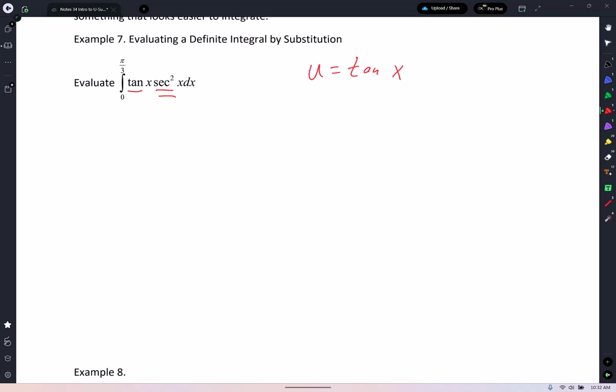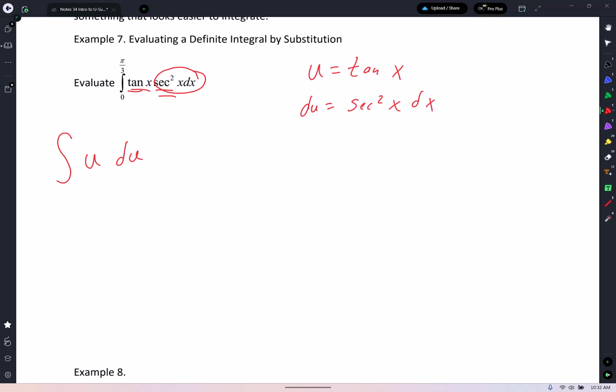U equals tan x. Du equals secant squared x dx. Look at that. It's looking beautiful. I put my integral symbol. This is u and this is du. So there's just going to be u du. Do you guys see what we did?